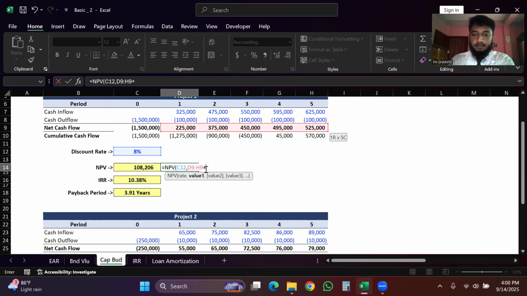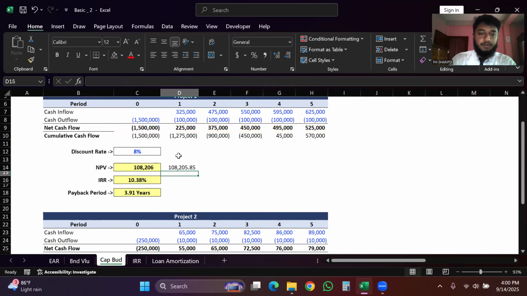and then plus it by this net cash flow. Sorry, here we have to close the bracket, then plus the initial net cash flow. If we press the enter button, here you can see the actual rate.